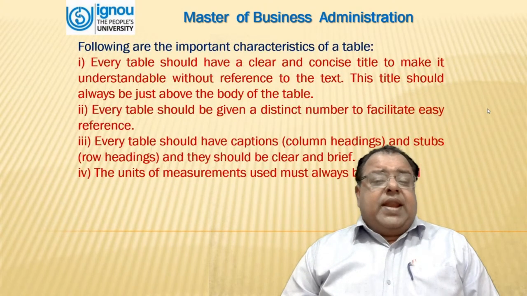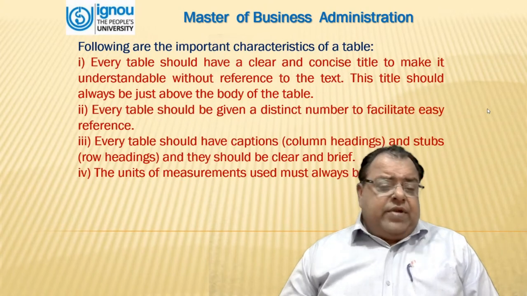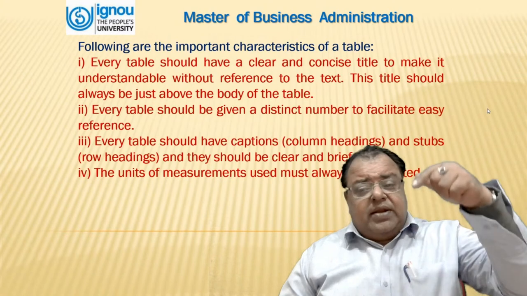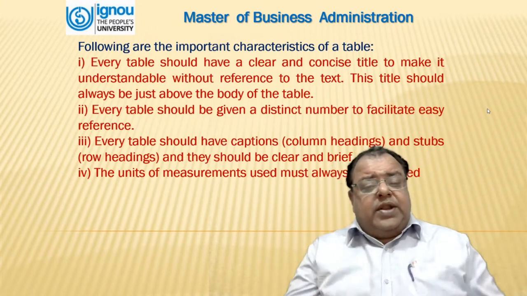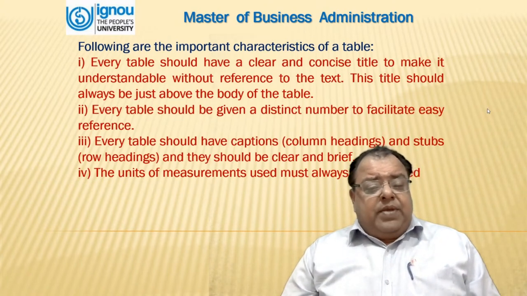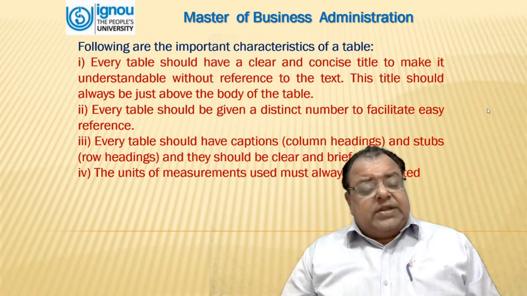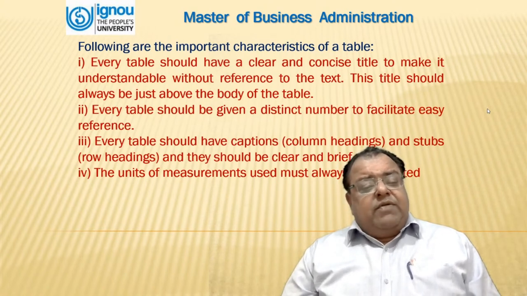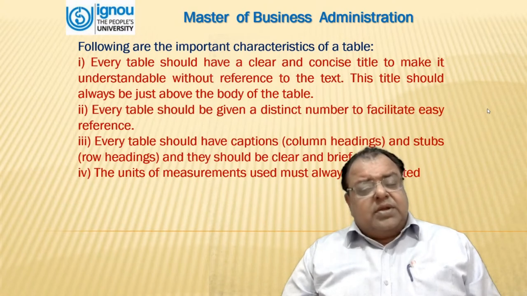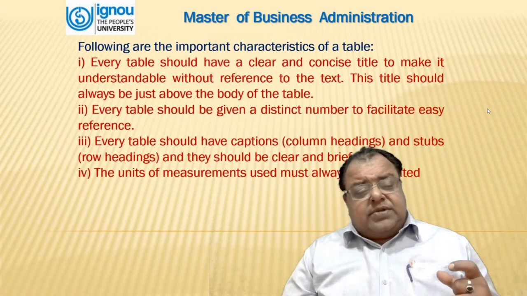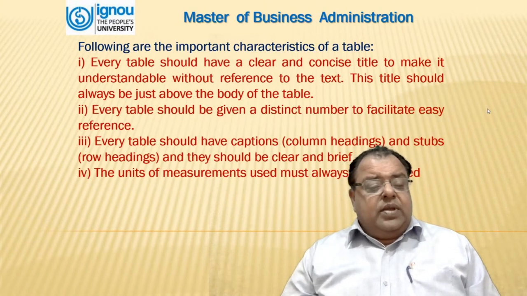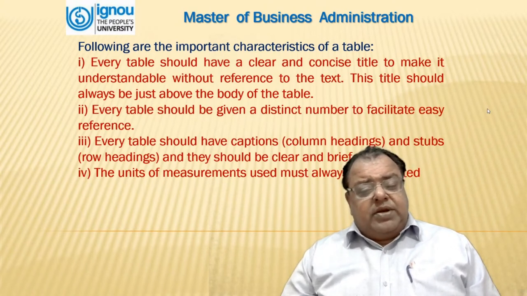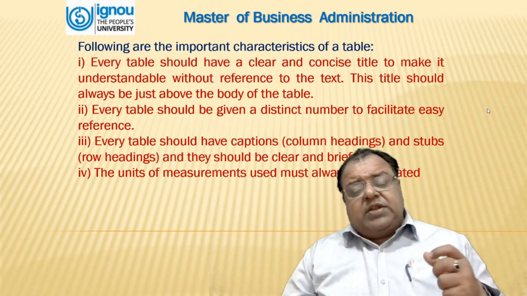Following are the important characteristics of a table. Every table should have a clear and concise title to make it understandable without reference to the text. This title should always be just above the body of the table. Every table should be given a distinct number to facilitate easy reference. Third, every table should have captions, column headings, and stubs, that is row headings, and they should be clear and brief. Fourth, the units of measurement must always be indicated.